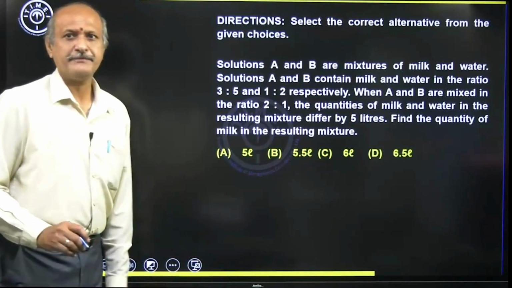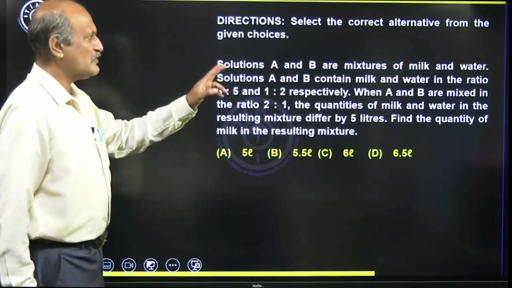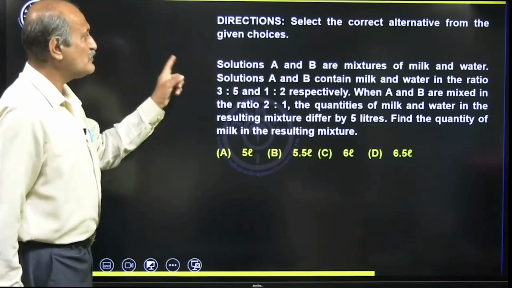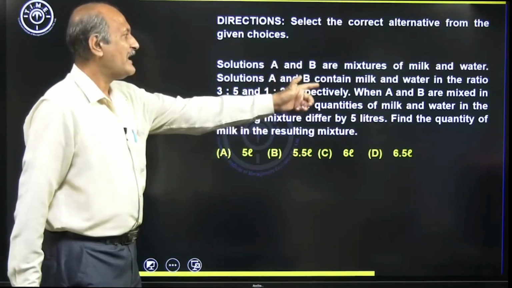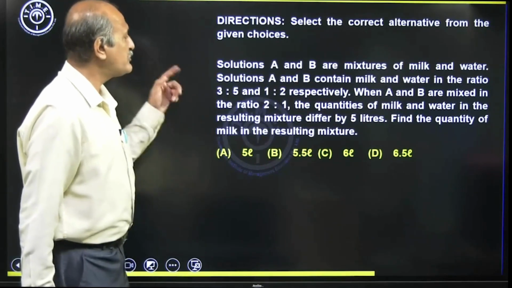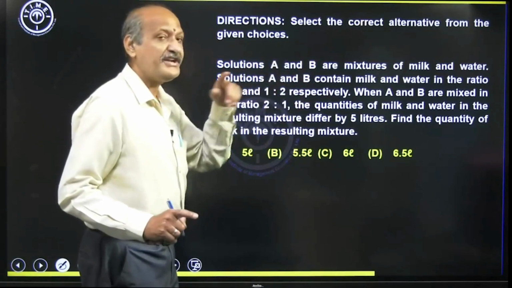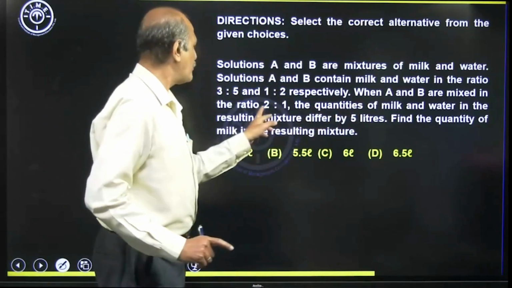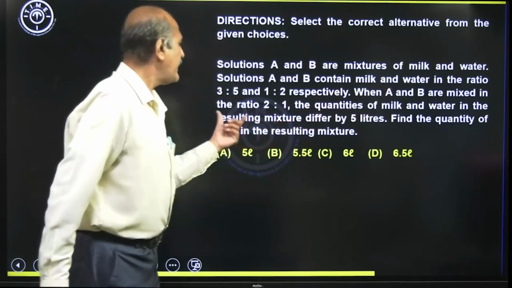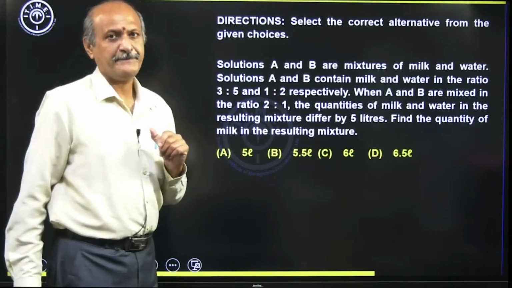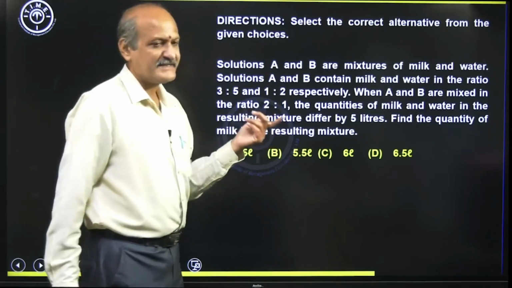Let's see another question here. Solutions A and B are mixtures of milk and water. There are two solutions here which have milk and water present in them. Solutions A and B contain milk and water in the ratio 3:5 and 1:2 respectively, while A and B are mixed in a ratio 2:1. The quantity of solution taken from A and the quantity of solution taken from B are in ratio 2:1. The quantity of milk and water in the resultant mixture differ by 5. The question is asking to find the quantity of milk in the resultant mixture.